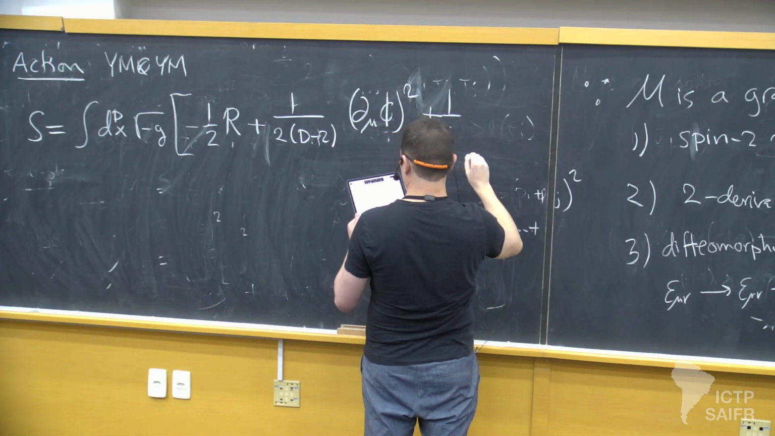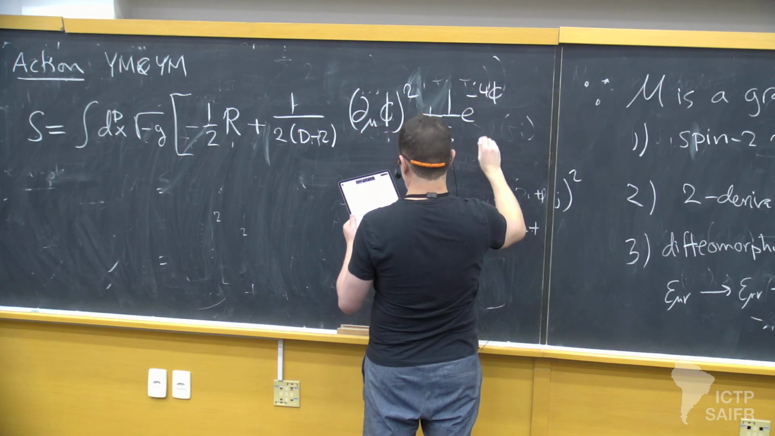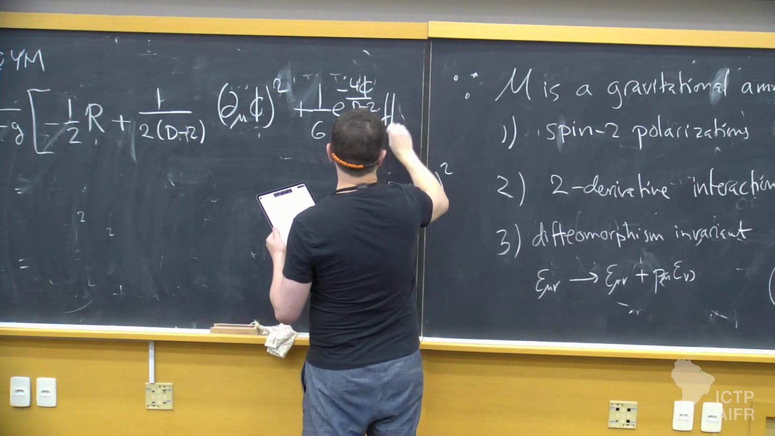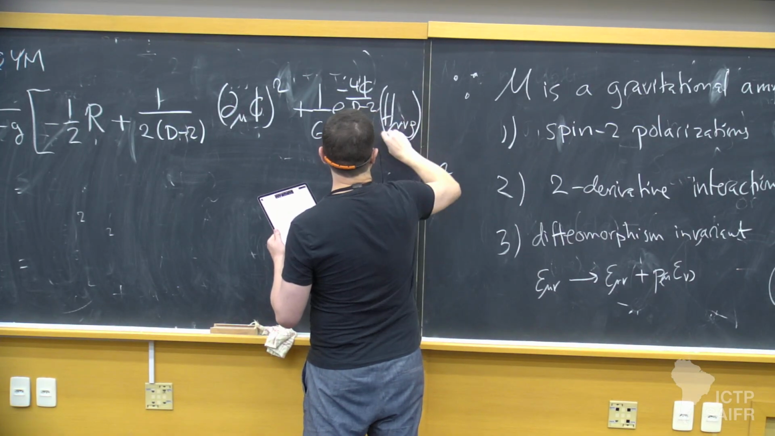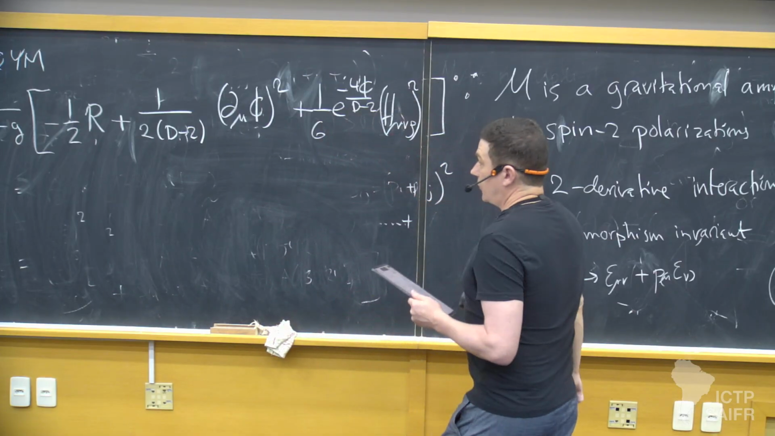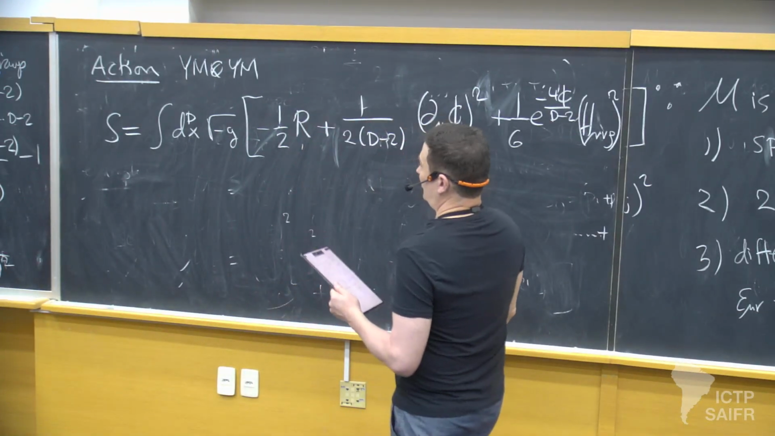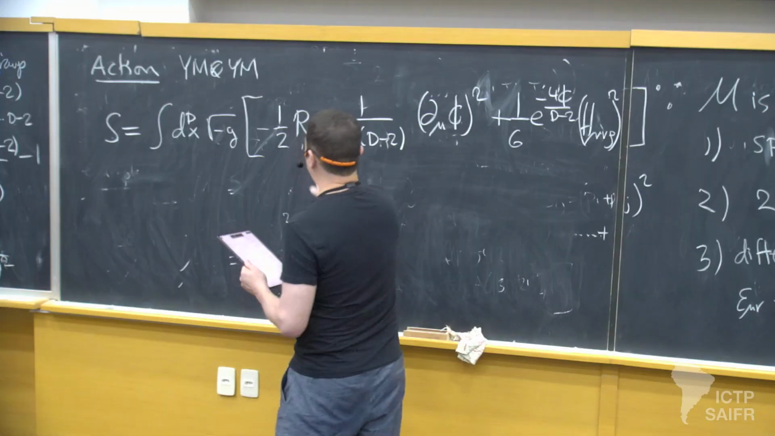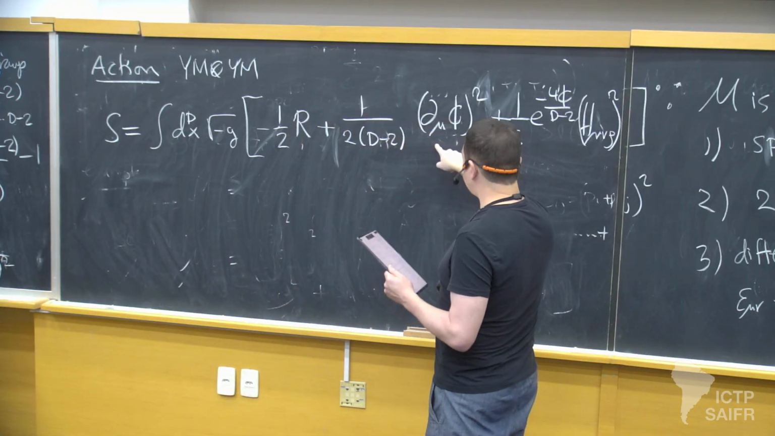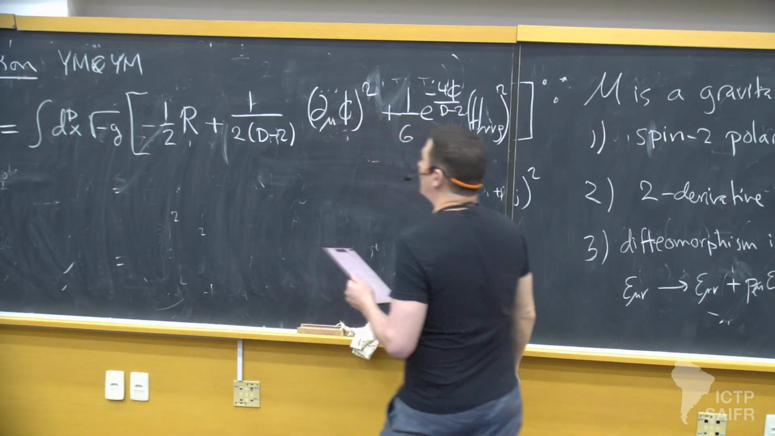Is it a 6? I think it's a 6. E to the minus 4 phi over d minus 2, and then H mu rho squared. Okay, there we go. So this is the Einstein-Hilbert term. I guess I've set kappa to 1. Yeah, I set kappa to 1. So the Einstein-Hilbert term is a kinetic term for the dilaton. And this square, of course, means that you contract with the metric. I just didn't write it like that.